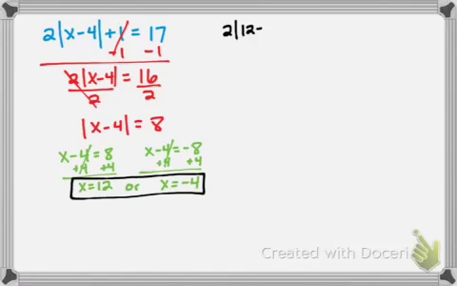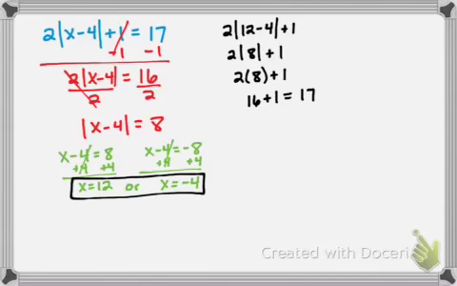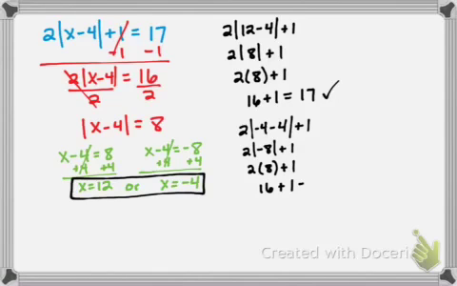Again, I'm going to plug it in. 2 times the absolute value of 12 minus 4 plus 1. So that's 2 times the absolute value of 8 plus 1. So that's 2 times 8 plus 1, which is 16 plus 1, and that does equal 17. So that checks. Let me try the negative one. I have 2 times the absolute value of negative 4 minus 4 plus 1. So that's 2 times the absolute value of negative 8 plus 1, which is 2 times 8 plus 1. So that's 16 plus 1, and that does equal 17. So both of those solutions check.